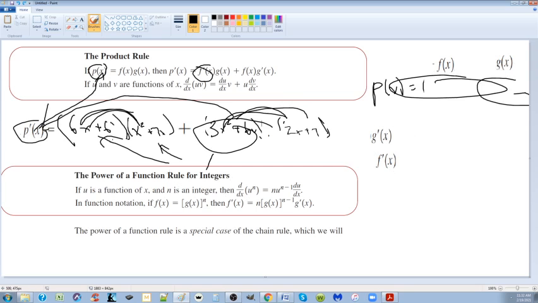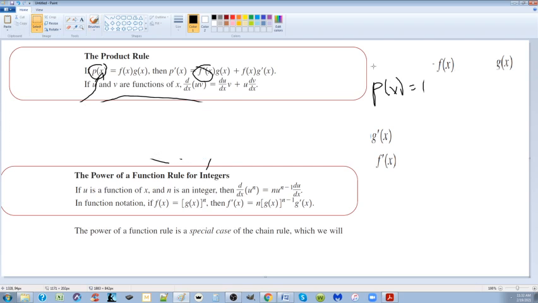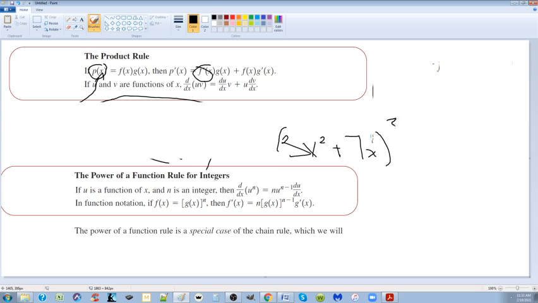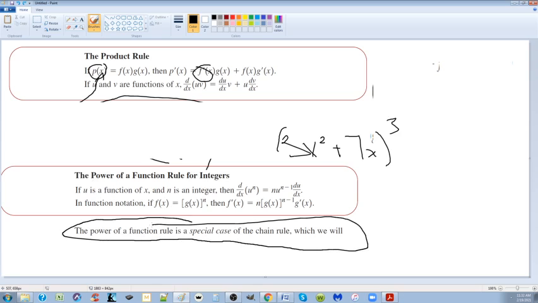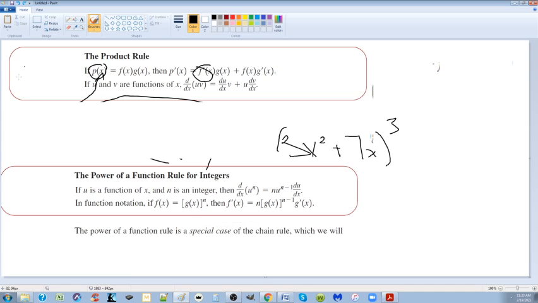And this right here, because some people said they got confused when I called it the chain rule. Your book calls it the power of a function rule for integers. And what they're talking about is when you have a polynomial like this inside an exponent, you can't just take the derivative and then put it to the power of 3. You must follow this rule. And right here you can see what I was saying. The power rule is a special case of the chain rule. That's why I call it the chain rule.